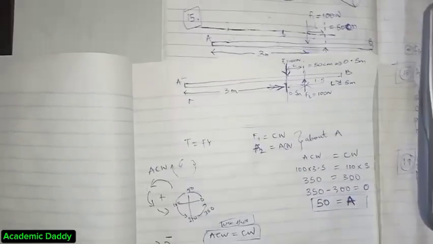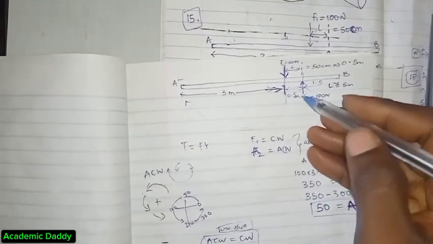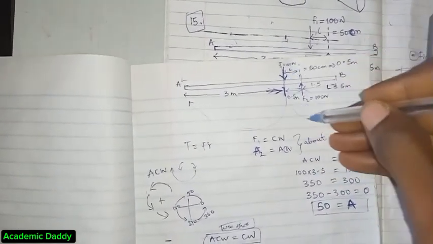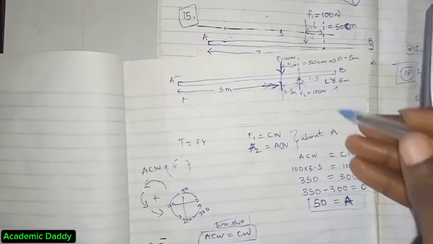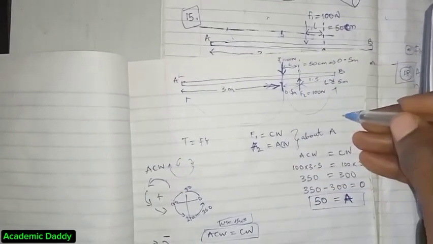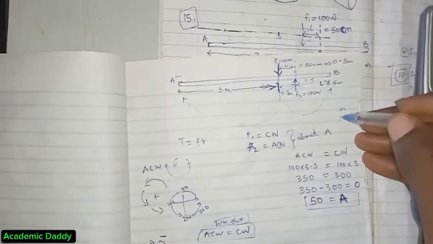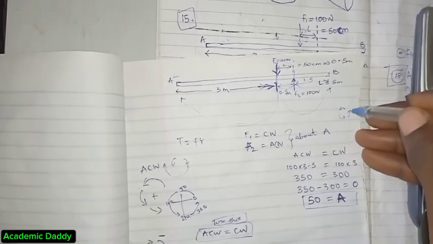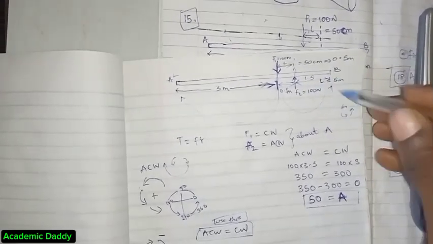Now let me get the torque about B. So torque about B will simply be moving this force now towards B. Notice that if I'm moving this force towards B, it is going anti-clockwise, because anti-clockwise is the one that goes this way. So you see that this one will still turn to come this way.